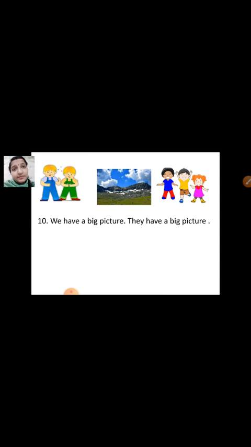Come on. Yes. I can hear you all saying it. Exactly, right. Here is the answer. We have a big picture and they have a big one, comma, two. Again I am repeating this answer. We have a big picture and they have a big one, comma, two. Okay, I hope you understood.